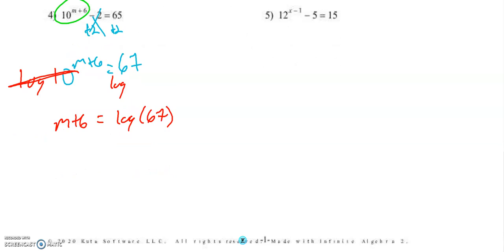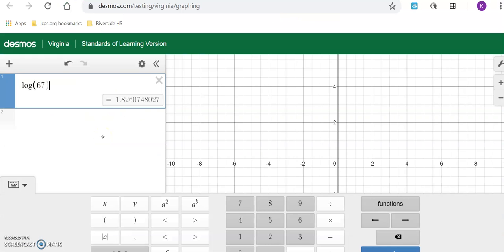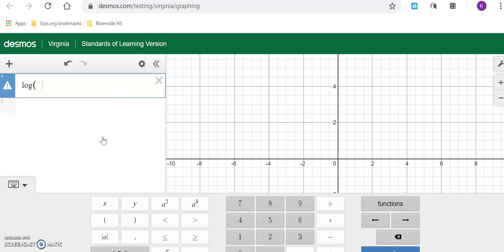Remember that to find log in Desmos, you need to go to the graphing function, which looks something like this. As you can see, I already did the problem here, but to do it again, I'll show you that you need to go to functions. So you click on functions, make sure your keyboard was open to begin with, and then you select log. If you had a different base, like 3 or 5, you would select log of A, but since 10 is log, there you go. Type in 67, and it's 1.826.